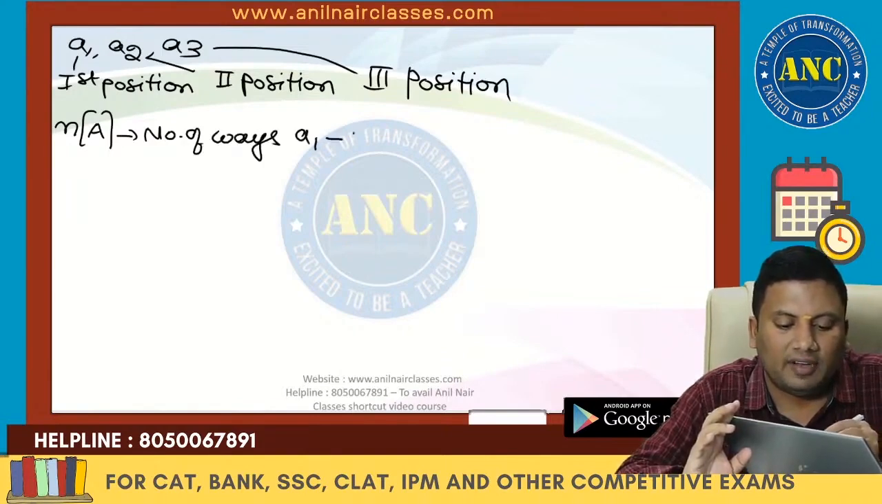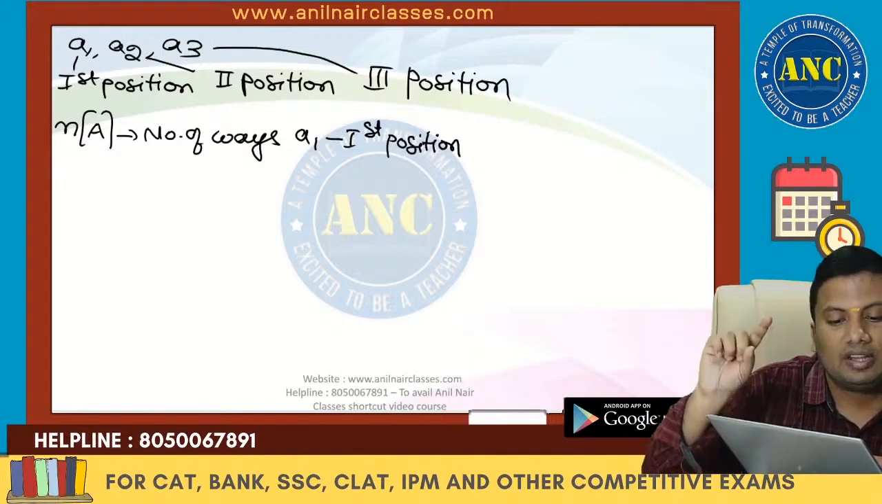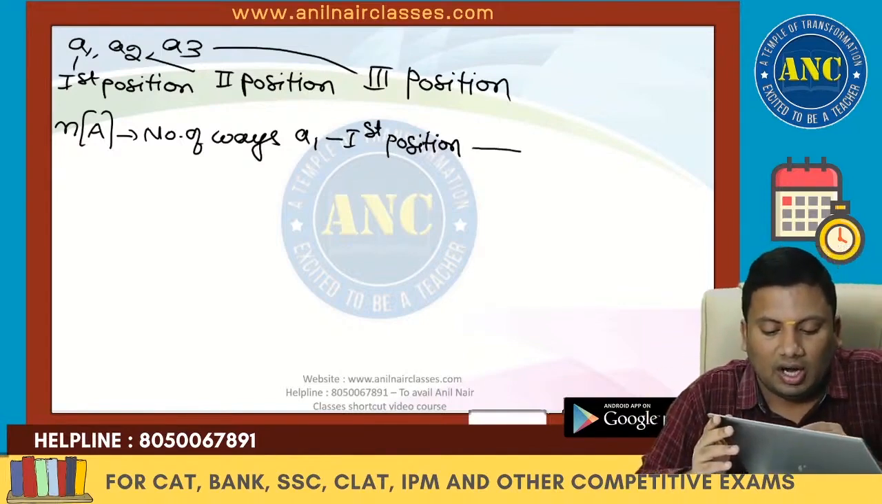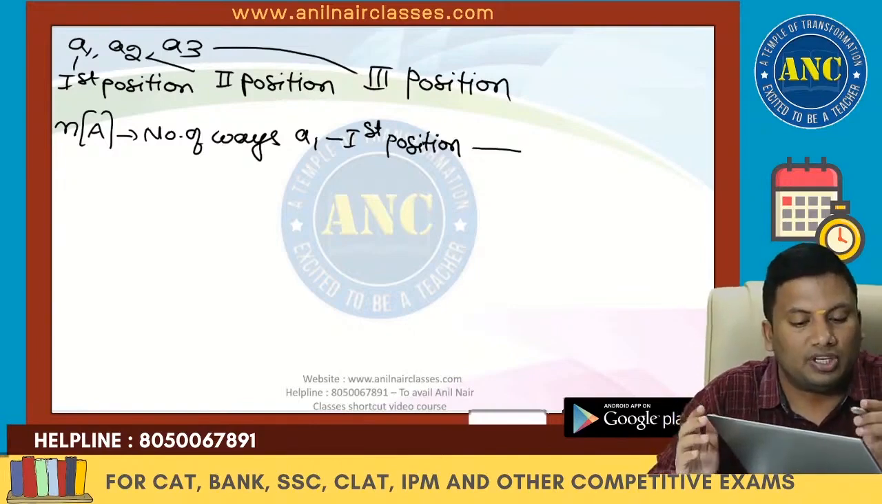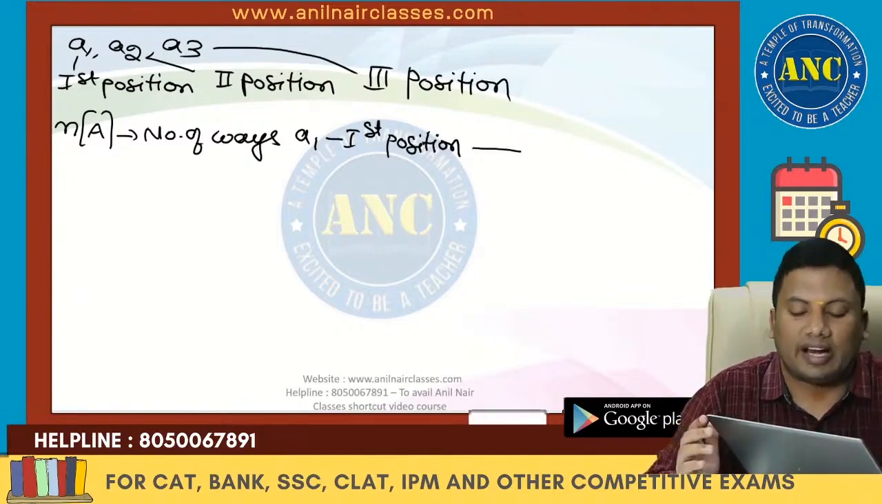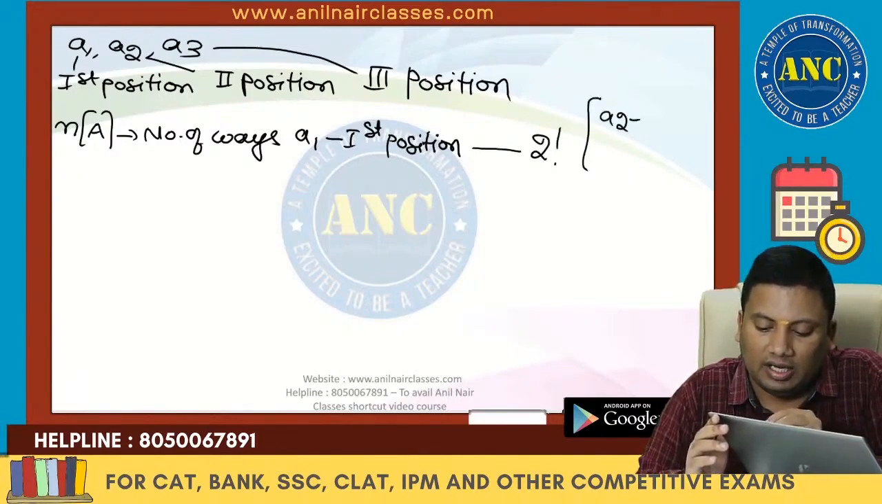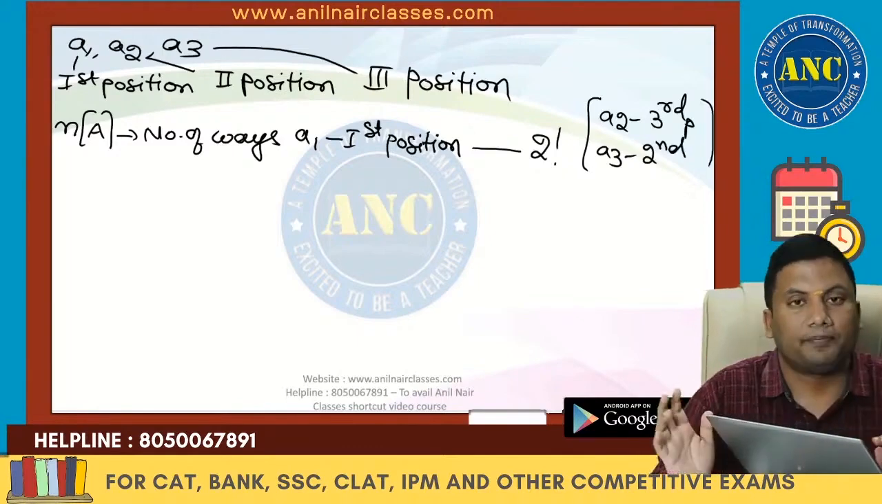such that A1 is in its first position. If A1 is in its first position, only A1 is in first position. That means A2 and A3 are not in their respective positions. Not in their respective positions means A2 can go to third position, A3 can go to second position. How many ways are there? 2 factorial. I hope it is clear.